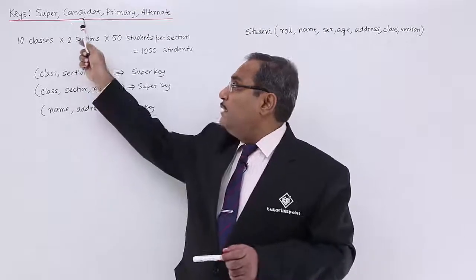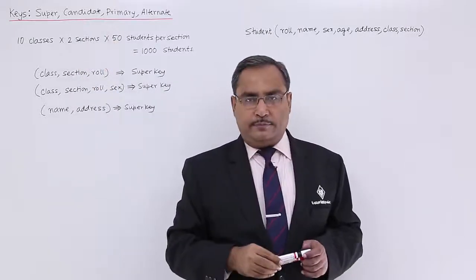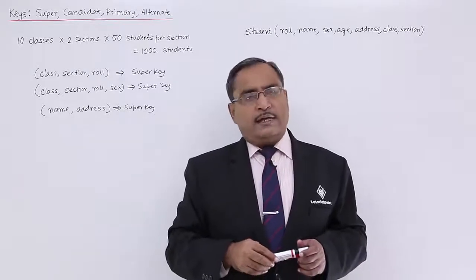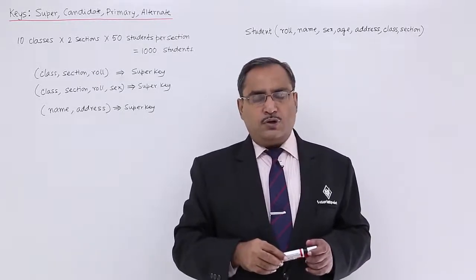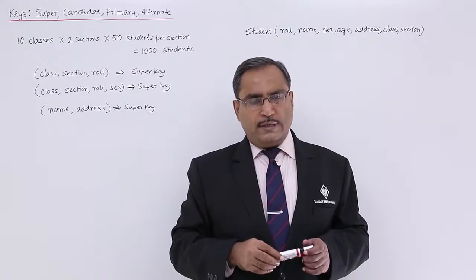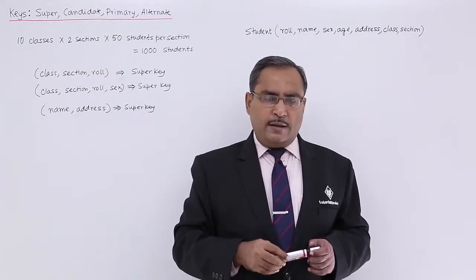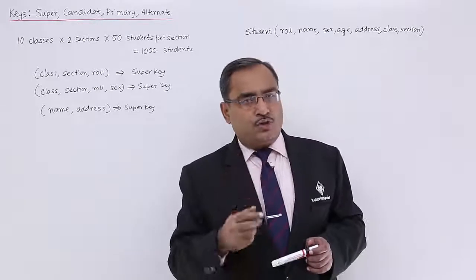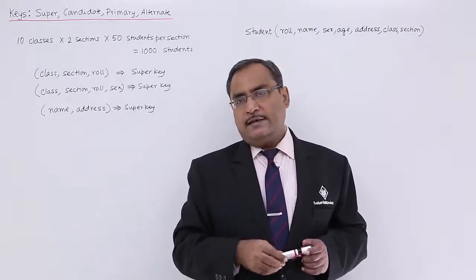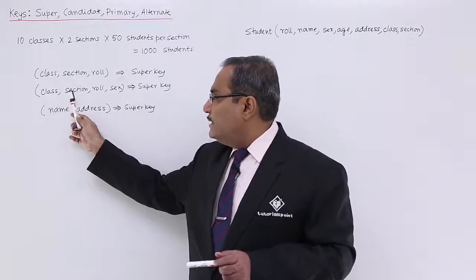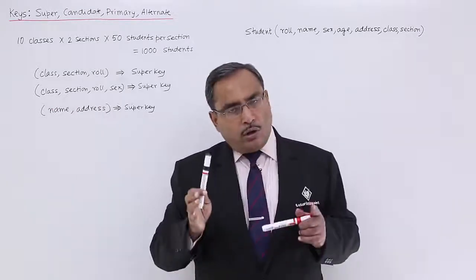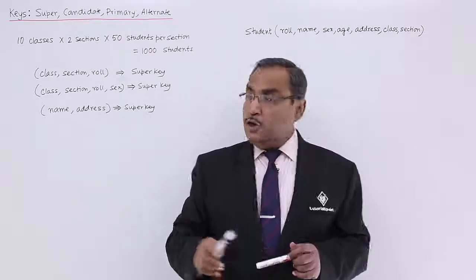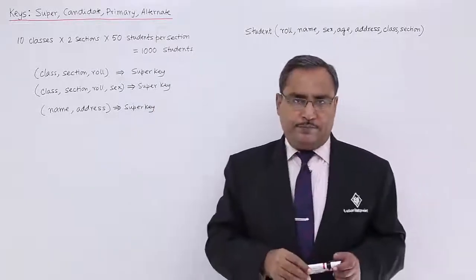Now let us come to the next topic, the candidate key. See, if the principal says that class 5, roll number 2, section A, with sex male, should raise their hand, then also 1 student will raise their hand. That means class, section, roll number, and sex can also identify 1 student uniquely from that gathering. So that is also another super key.